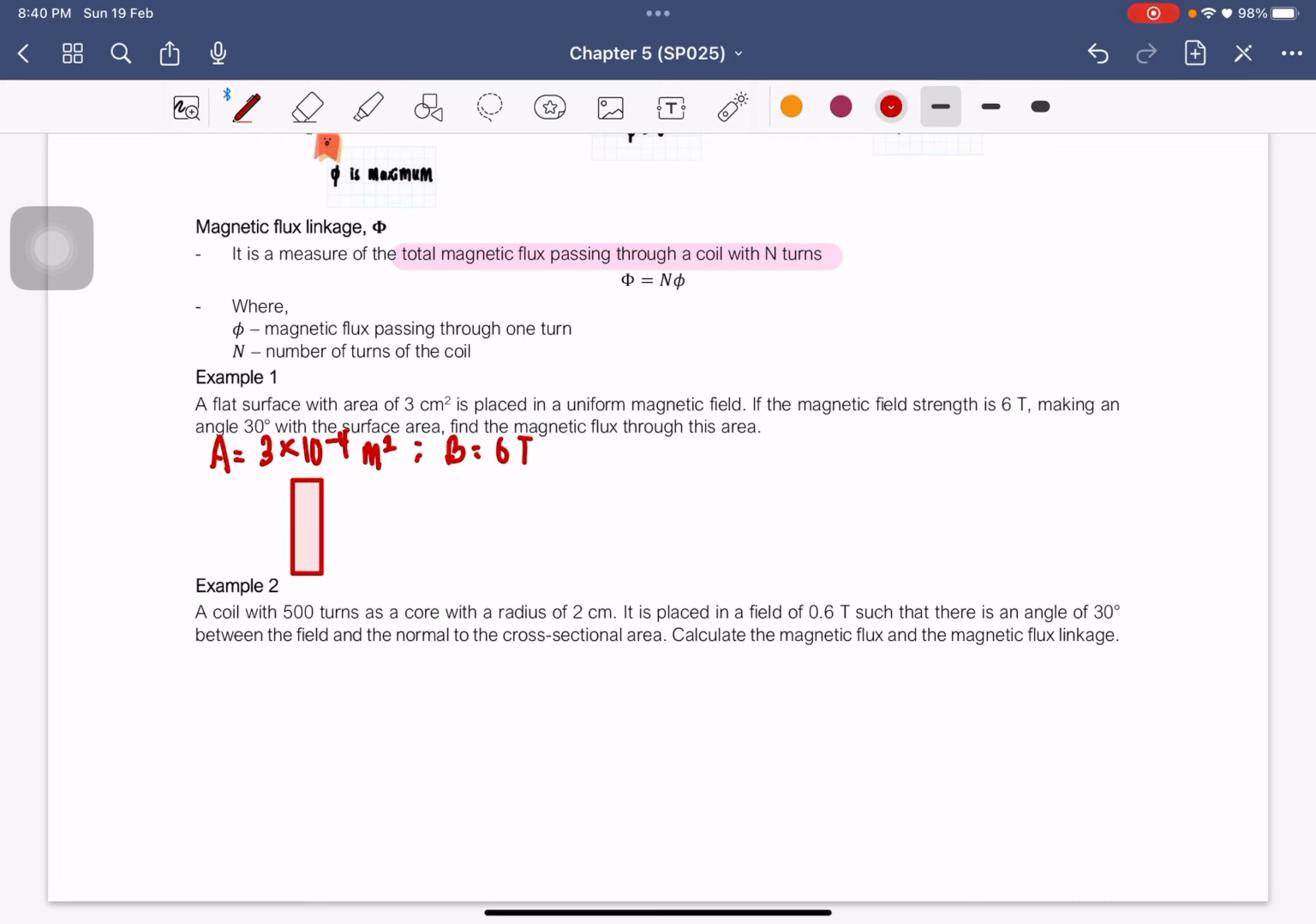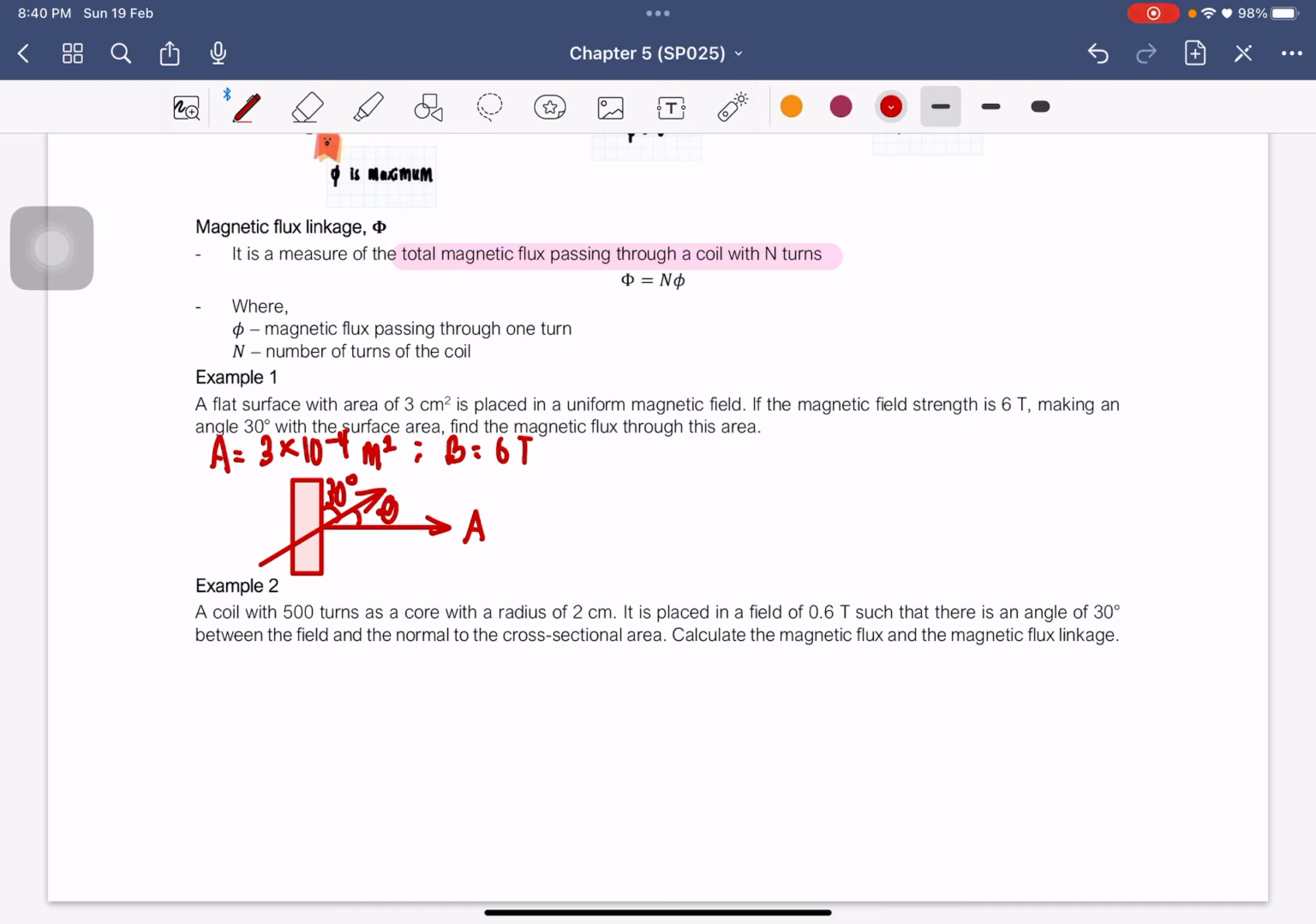Okay, so sekarang ni dia cakap the magnetic field strength makes an angle of 30 degree with the surface area. So basically, if this is the magnetic field lines, this will be 30 degree. Okay, so that is 30 degree. So sekarang ni kita tahu kita punya vector area A is always normal to the surface. So sekarang ni kita perlu cari this value of theta.